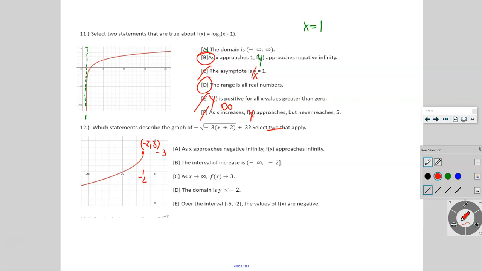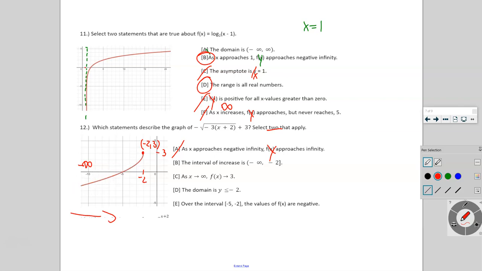So again, as x approaches negative infinity, that means when x is going in this direction, my function approaches infinity, which means it's going up. That is not correct. My function is going down, all right? B, the interval of increase is negative infinity to -2. So we are reading it left to right.